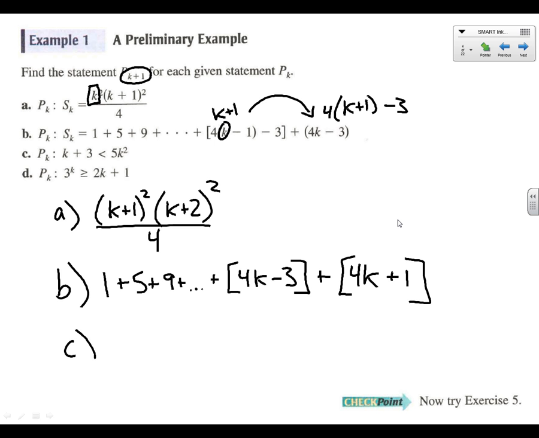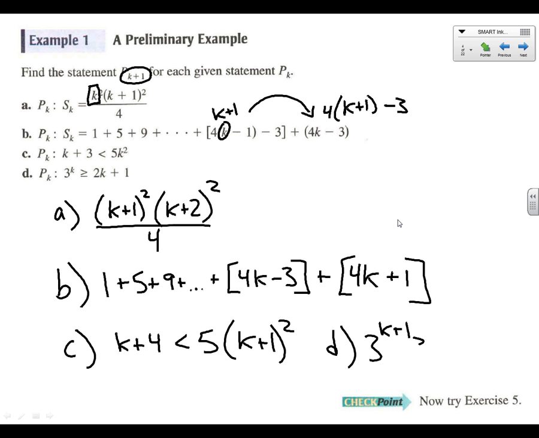For c, k plus 1 plus 3 is k plus 4, is less than 5 times k plus 1 squared. For d, everywhere we see k, we go k plus 1 is greater than or equal to 2k plus 1, otherwise known as 2k plus 2, plus 1 more gets us 2k plus 3. All right, so everywhere we see k, we're going to substitute in k plus 1. That's our rule here for induction.